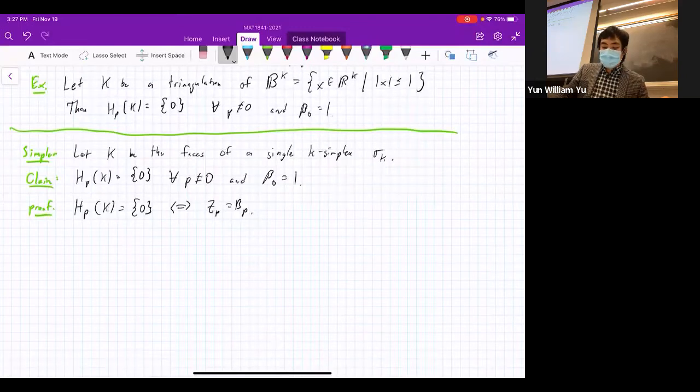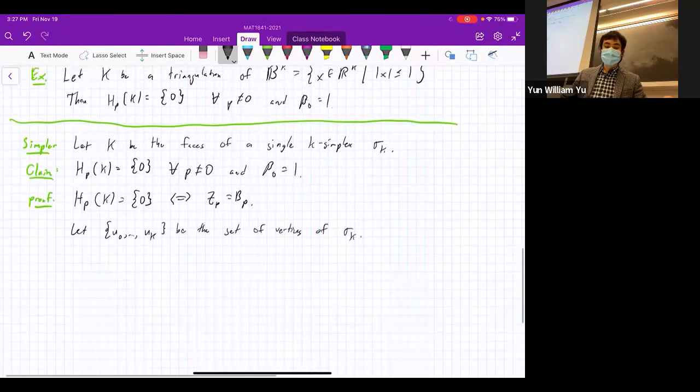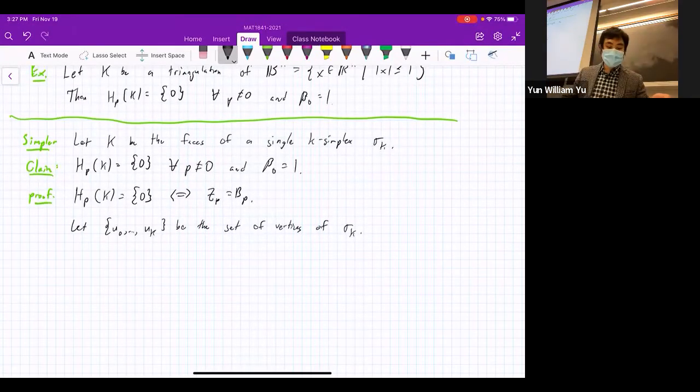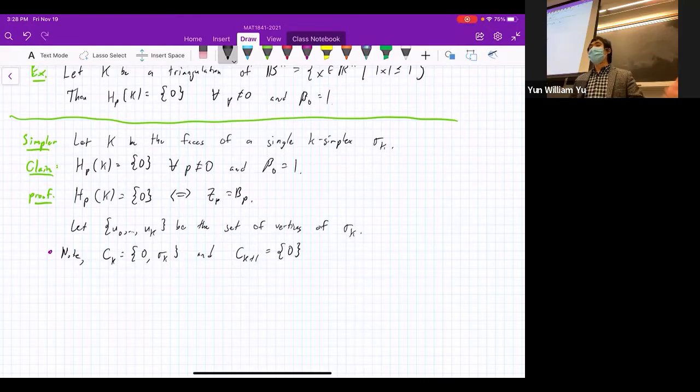So let the set u naught through u K be the set of vertices of this K simplex, sigma K. Now we're going to start by considering the following. Note that C_K is equal to the set generated by sigma K, and C_K plus 1 is equal to the set with just the 0 element, because C_K is generated by sigma K, since that's the only K simplex we have. So we know this is true, and that immediately implies that B_K is equal to 0, because the image of 0 under the boundary operator is of course going to be 0.